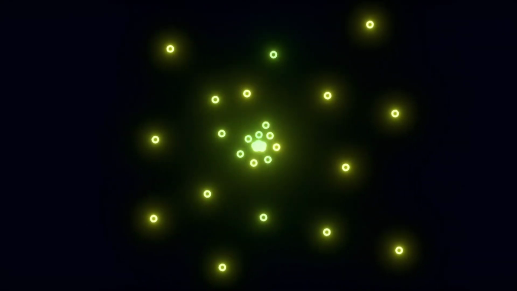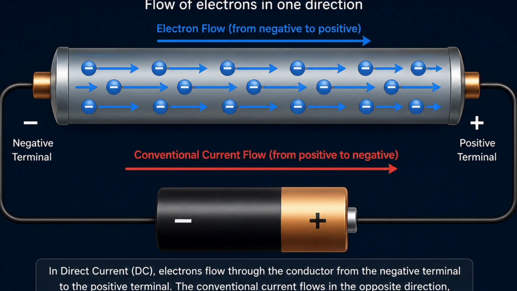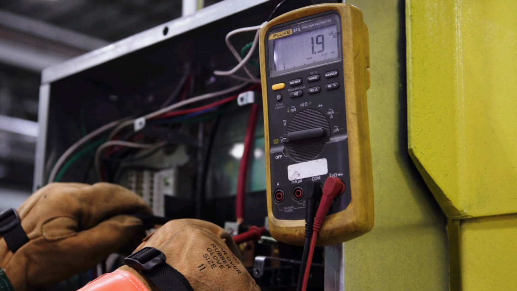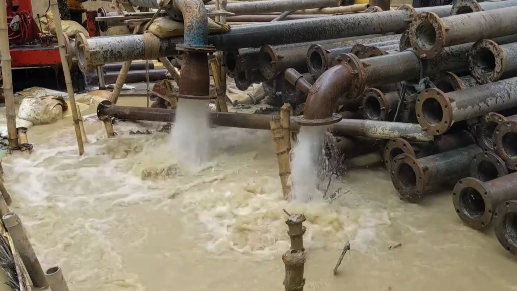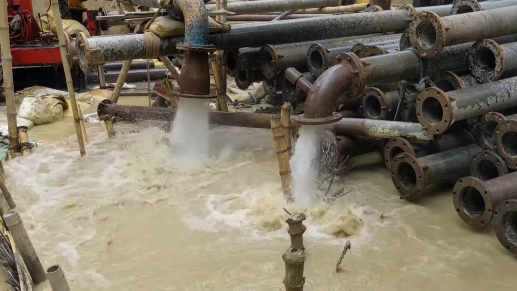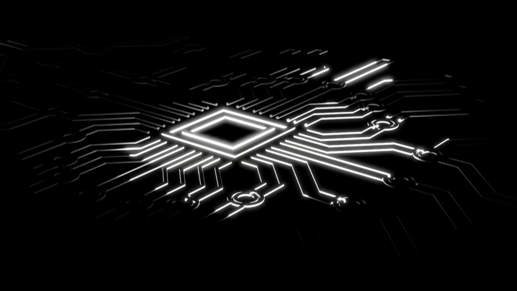Electrons do not move on their own. They need a force to push them. That force is called voltage. Voltage is the difference in electrical potential between 2 points. A simple way to understand this is by thinking about water flowing through a pipe. Water flows because there is pressure. In an electrical circuit, electrons flow because there is voltage. The higher the voltage, the stronger the force pushing the electrons.